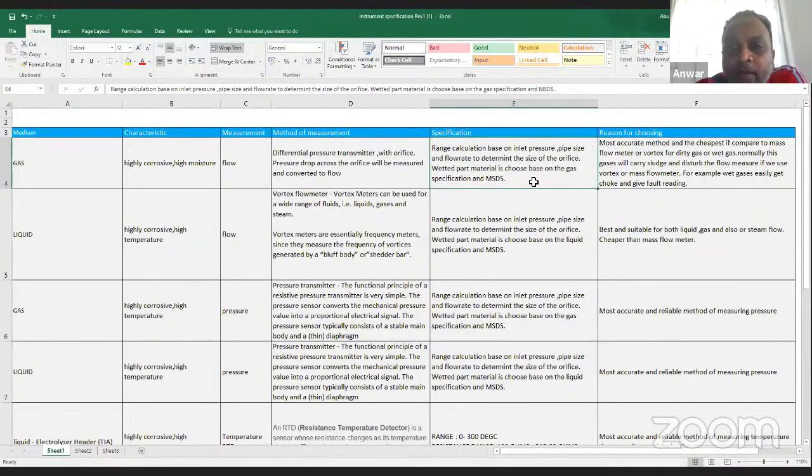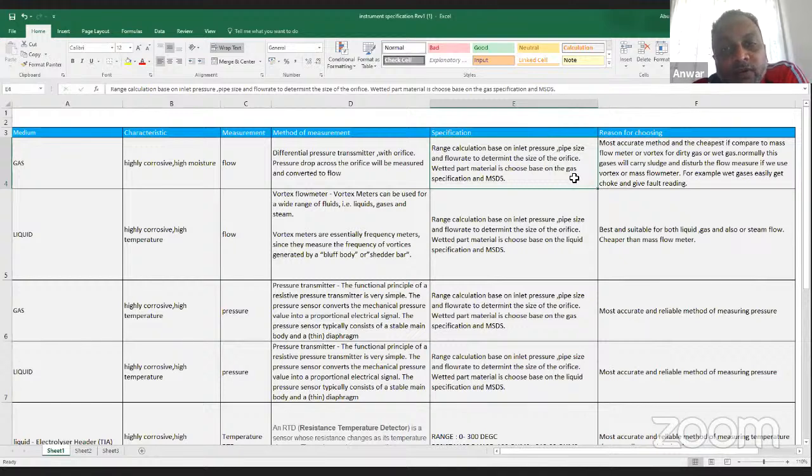That will depend on the MSDS, sorry, we don't use MSDS anymore. We use SDS, the safety data sheet of the gas. If you refer to the safety data sheet, it is basically the birth certificate of the gas that we have.